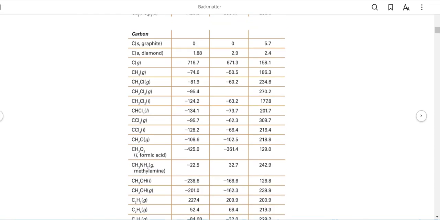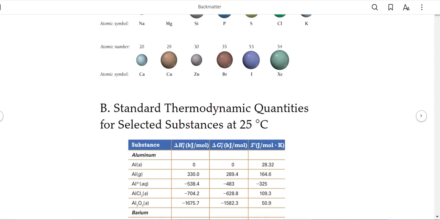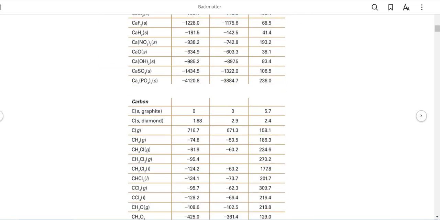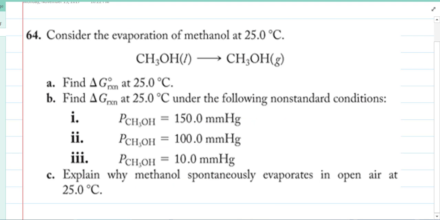Now, which one's which? So we have to go back up to the top because it doesn't continue. Delta G is the middle one, so it's delta H, G, and S. So we'll scroll back down to methanol here. There are my negative 166.6 and negative 162.3. I'm just going to write them right here. Delta G standard of formation for methanol liquid was negative 166.6 kilojoules per mole. And methanol gas was negative 162.3 kilojoules per mole.